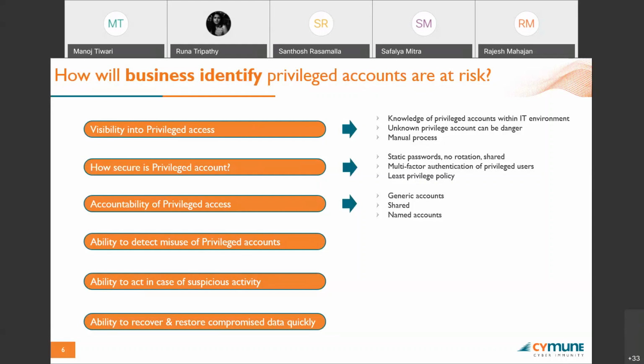And the next thing is the ability to detect misuse of privileged accounts, right? Do you have any monitoring capabilities to check whether your privileged accounts are used in a proper way or not? Do you have?